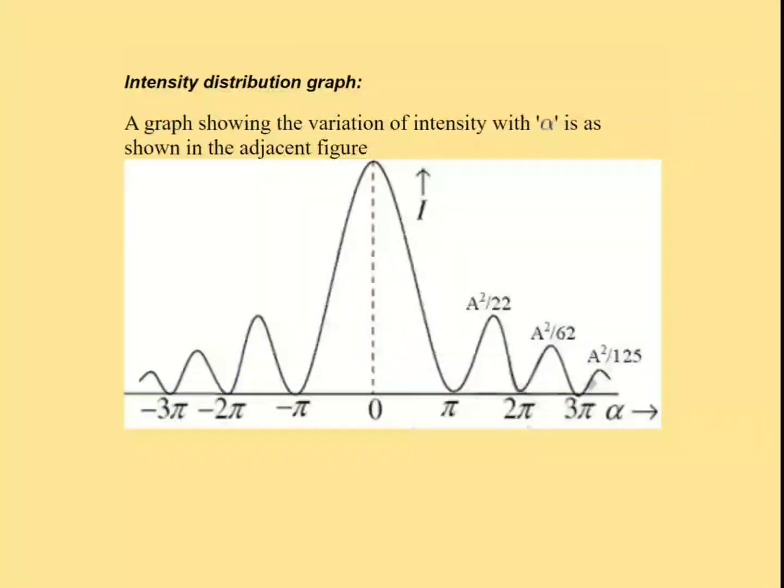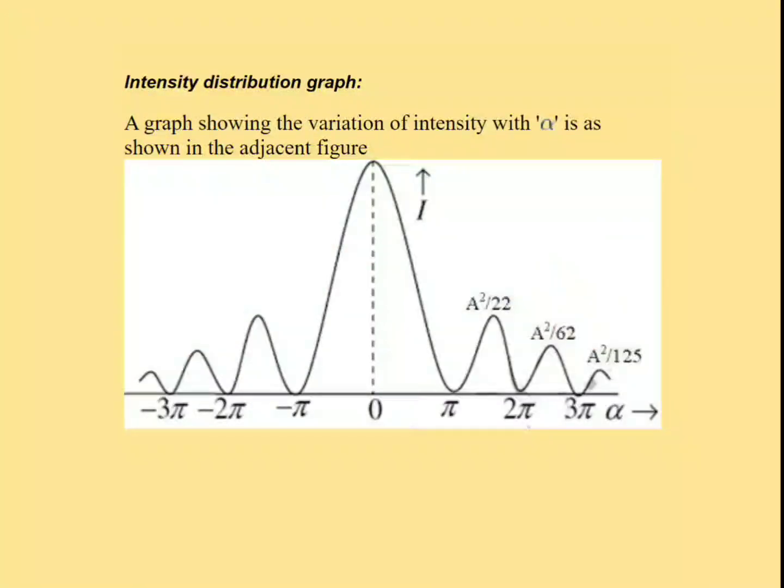This is the final intensity distribution curve, intensity with α. Here this is the position of the central maxima, and on both sides of the central maxima there exist minima at ±π, ±2π, ±3π. Also on both sides of the central maxima there exist secondary maxima like this, that is ±A²/22, ±A²/62, ±A²/125.